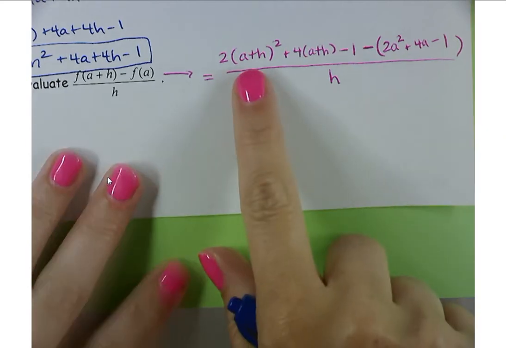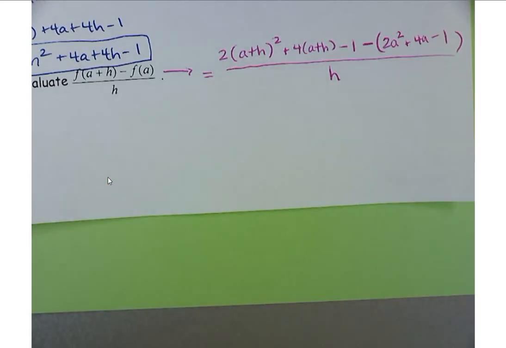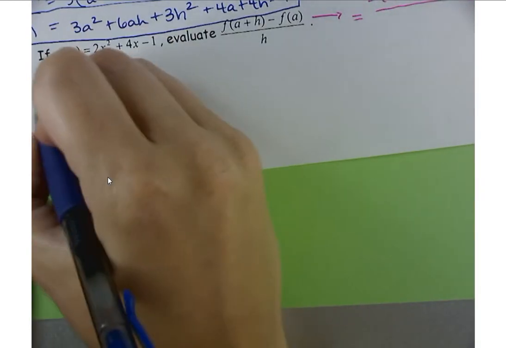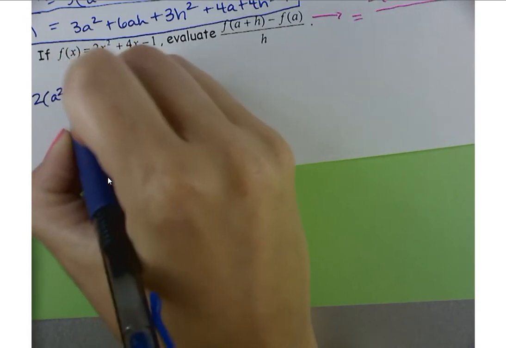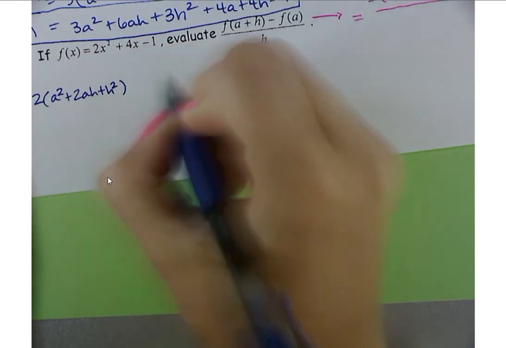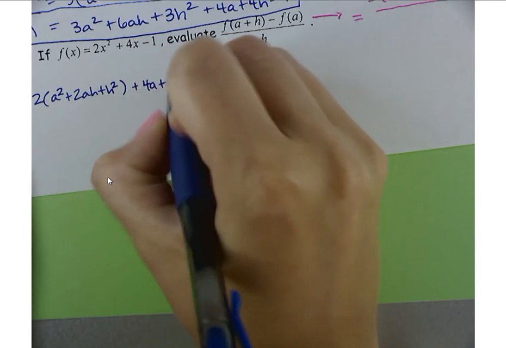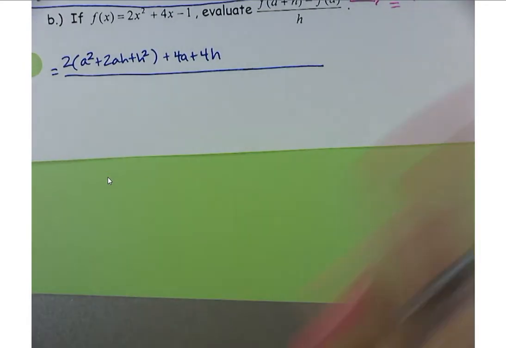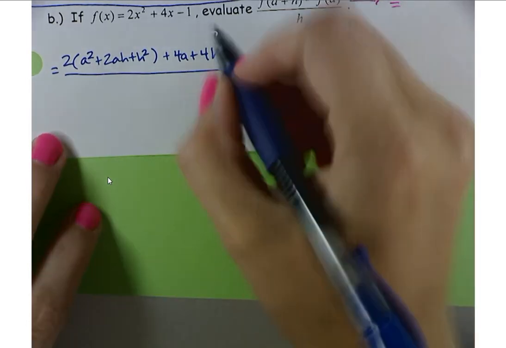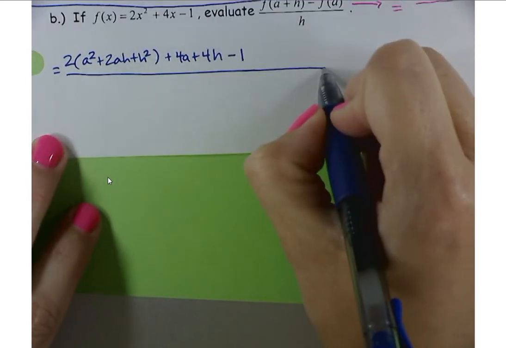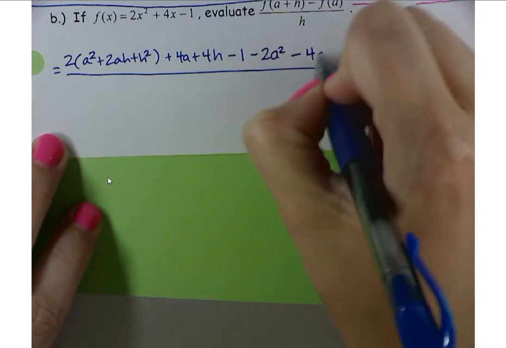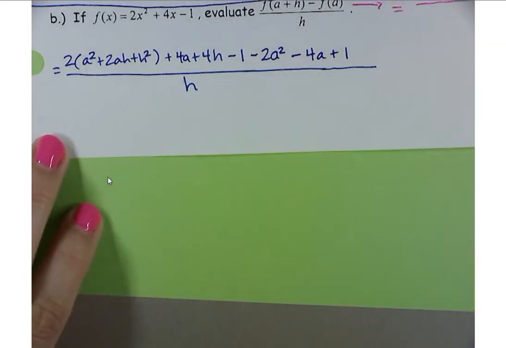And didn't we just do the a plus h squared, or to the power 2, on the last one? So this would be 2, and I'm just going to have a squared plus 2ah plus h squared. I'm going to distribute the 4. And it's actually better if you do this on your own paper and then just look up to check, instead of just copying down what I'm doing. And then don't forget to distribute. So I have negative 2a squared minus 4a plus 1, and everything's over h.